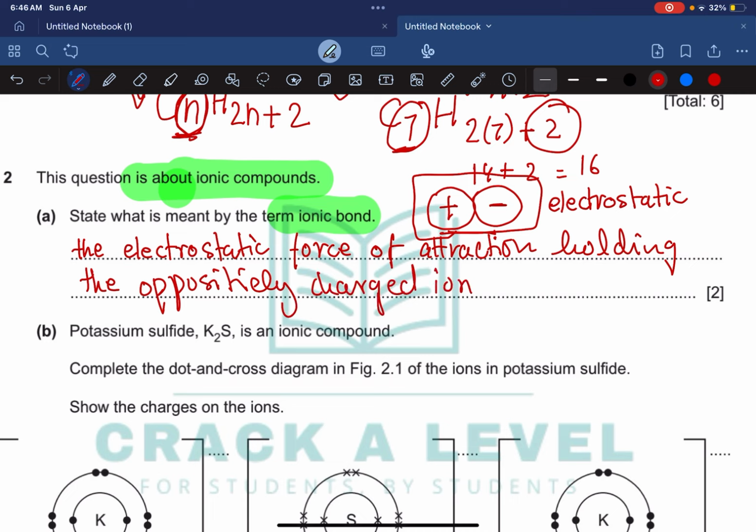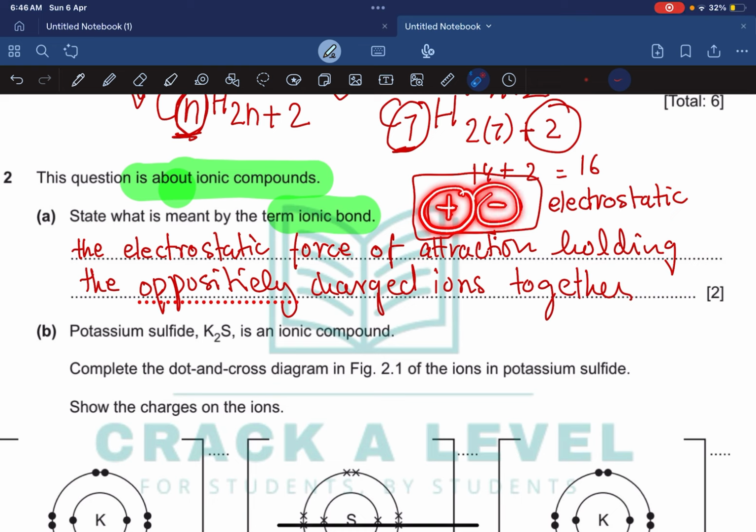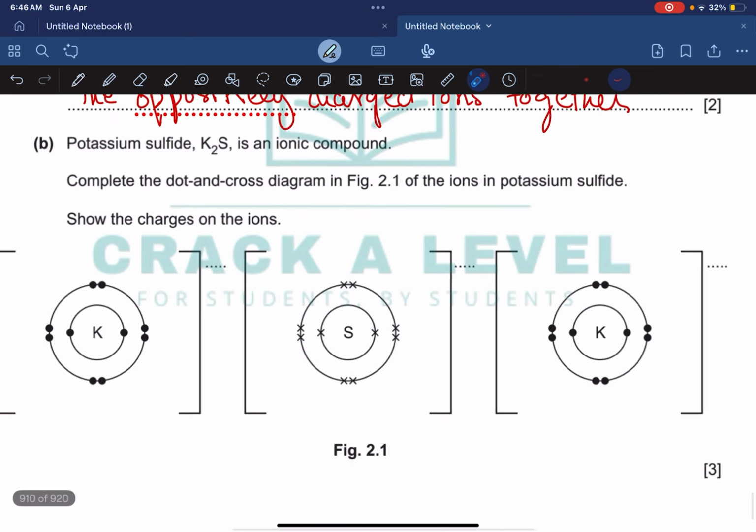This is very important: when you have a positive and a negative, they always attract, you should know. So basically this is the force of attraction between the oppositely charged ions, and the name electrostatic is important because this is the type of attraction which is present. Okay, let's move on.